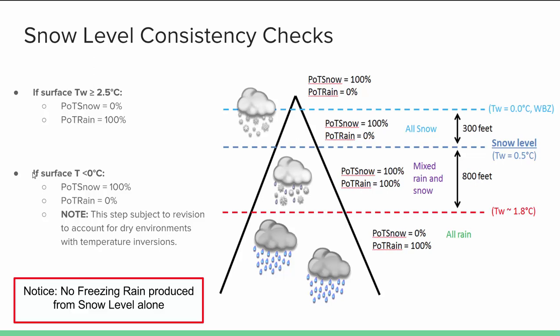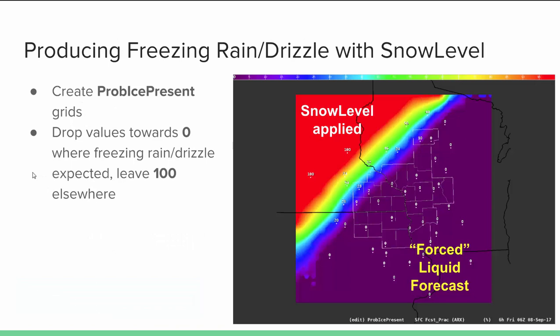So you might be wondering, how do I get freezing rain? Because a lot of offices that deal with snow level issues can also end up dealing with things like freezing drizzle or maybe even freezing rain. So the best way to do that is to create a prob-ice present grid. And in Forecast Builder, you will notice in the foundation grid step that snow level and prob-ice present are right next to each other. And that's intentional, because of these situations for freezing rain and drizzle.